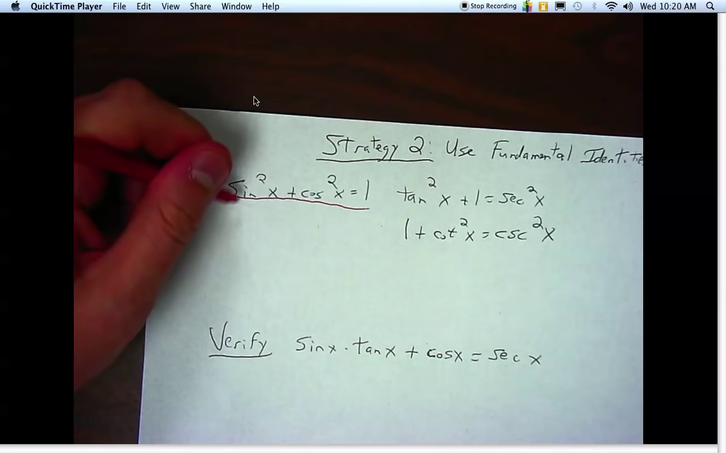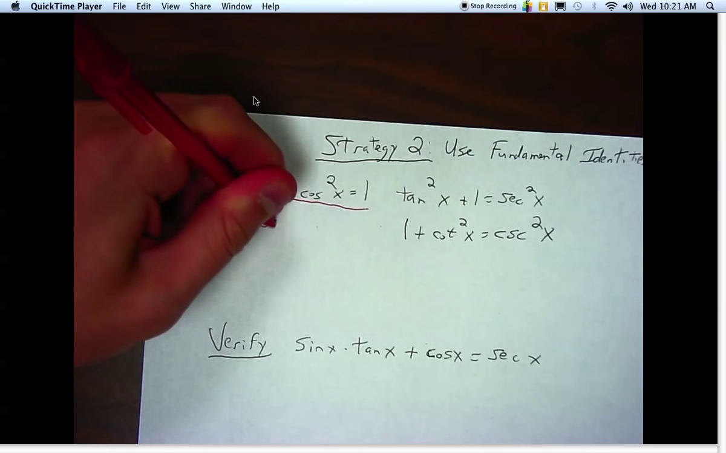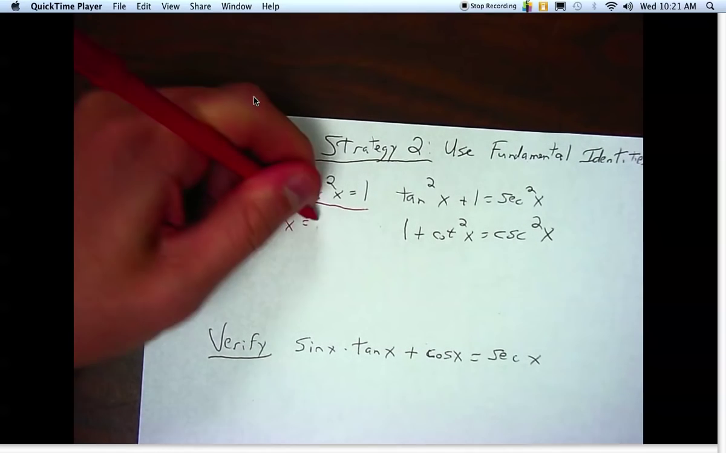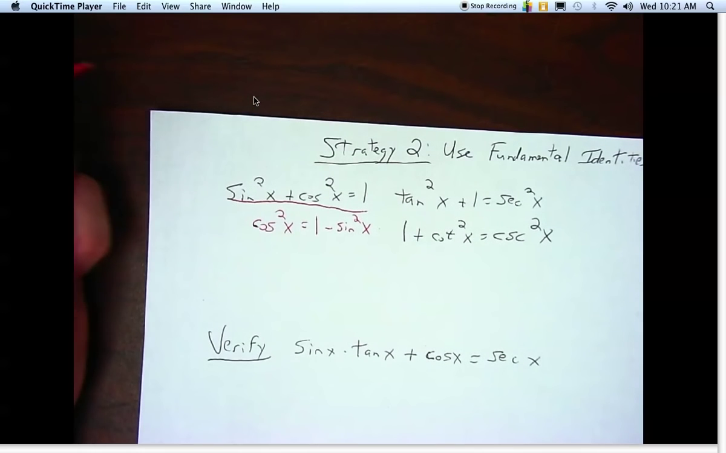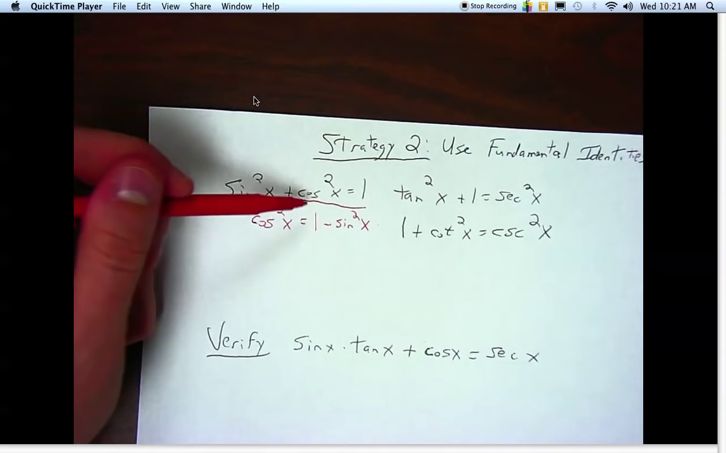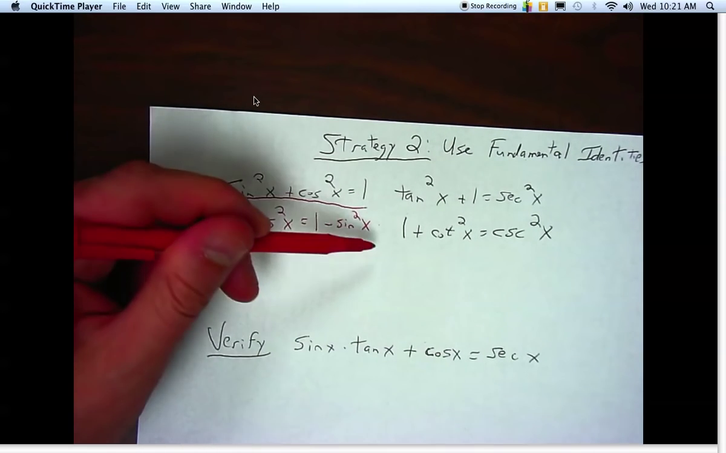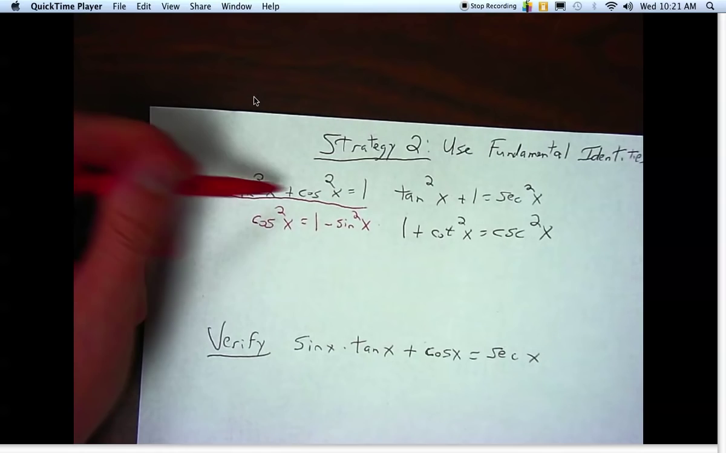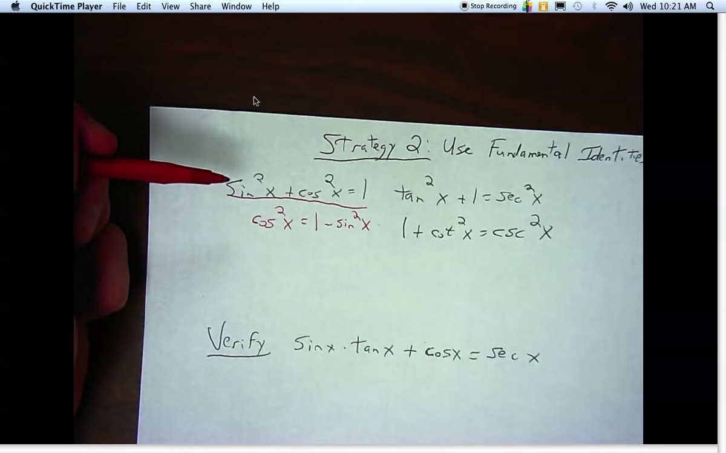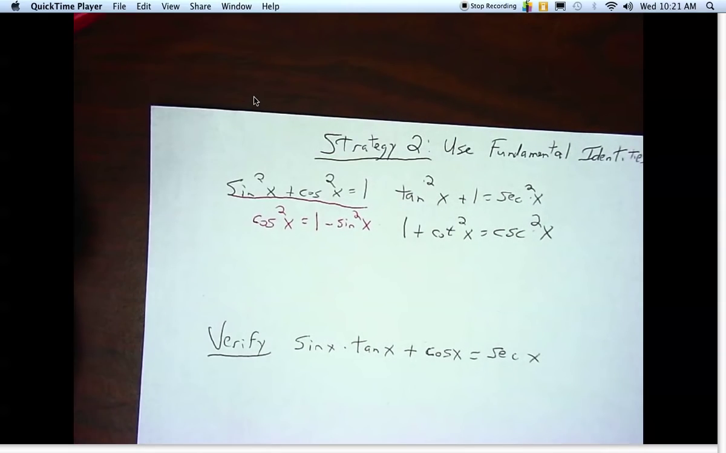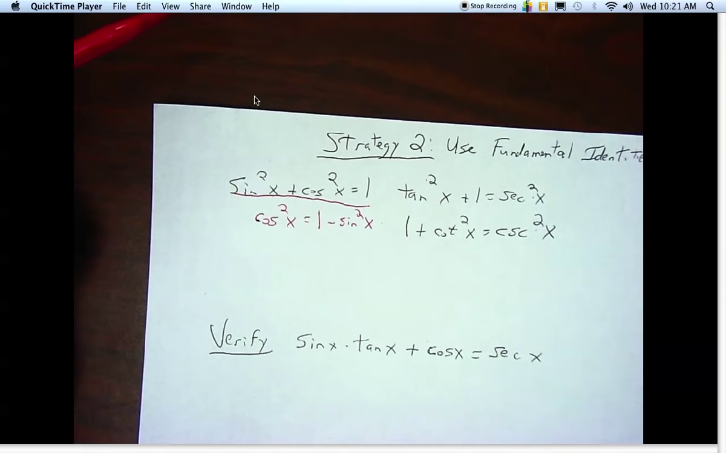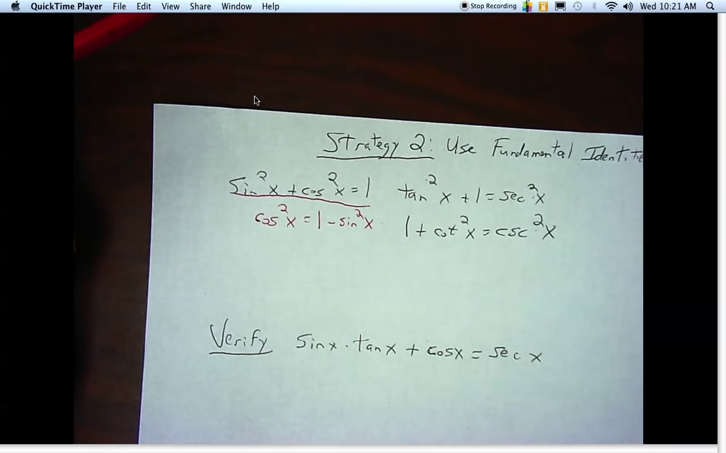And so I can subtract sine squared from both sides, and I can see that cosine squared is then equal to 1 minus sine squared of x, right? And so that is always true. And so if I see a 1 minus sine squared of x pop up, I can think, oh, maybe it's useful to switch that to a cosine squared. Basically, anytime you see a trig function squared, you want to at least think about using the Pythagorean identities.